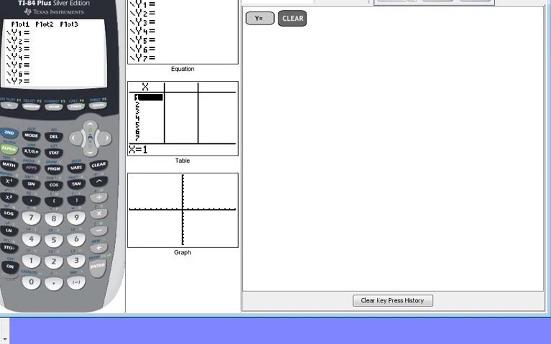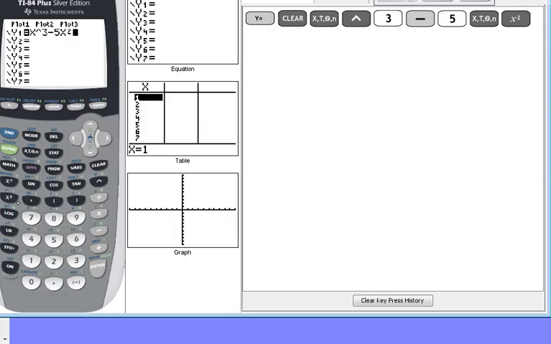So once again, go to your y equals, and let's put in our function, x raised to the third power, or x cubed. You're going to subtract 5x squared, add 3x, and add 2. And now we're going to graph this one.